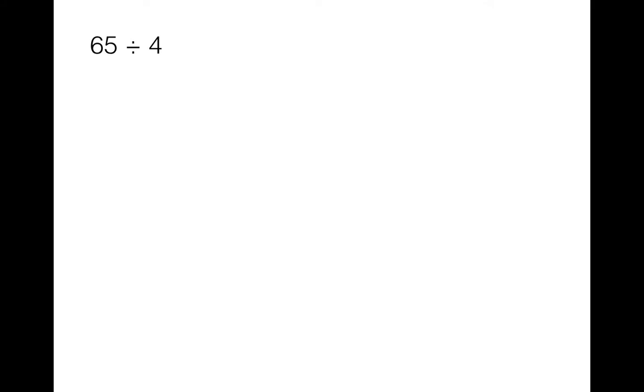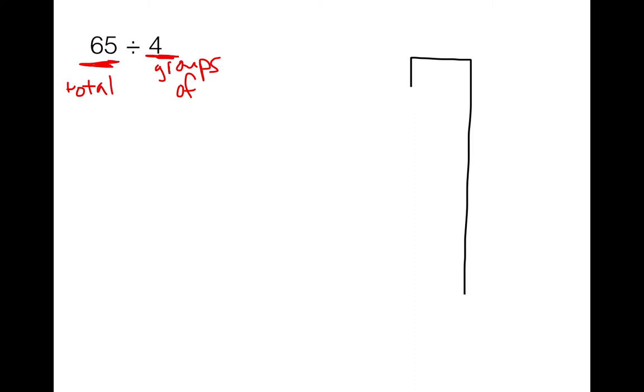We're going to work through the partial quotient strategy with the equation 65 divided by 4. So we're taking a total dividend of 65 and we're dividing that into groups of 4. So our dividend divided by our divisor. Let's set this up. So we put our dividend on the inside and our divisor on the outside.